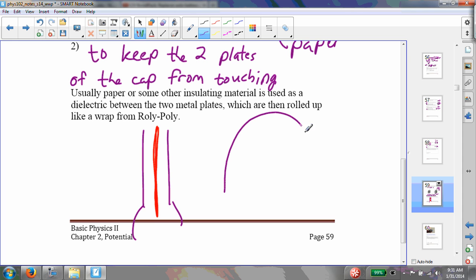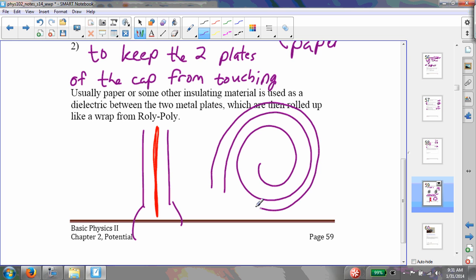So my plates will look like this. Plates. And then my paper goes in between them to keep them from touching.